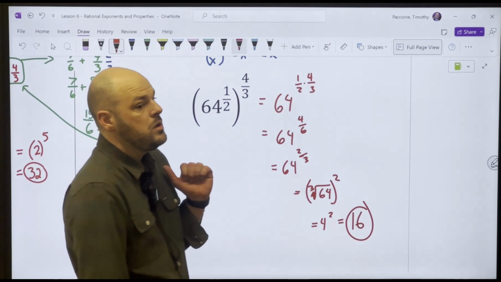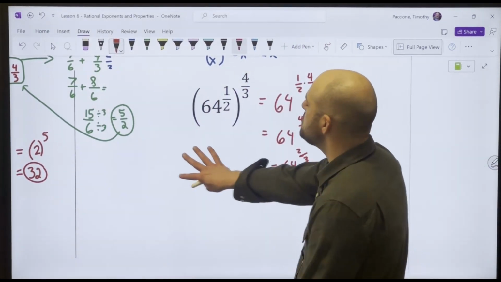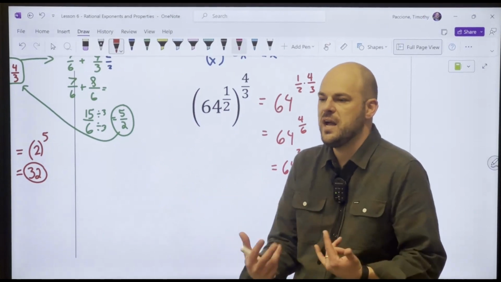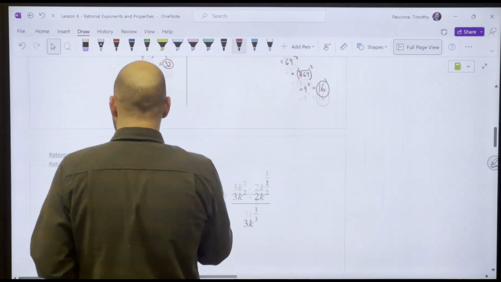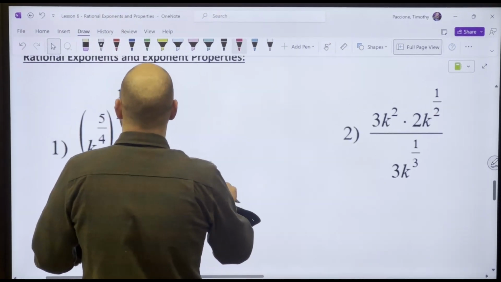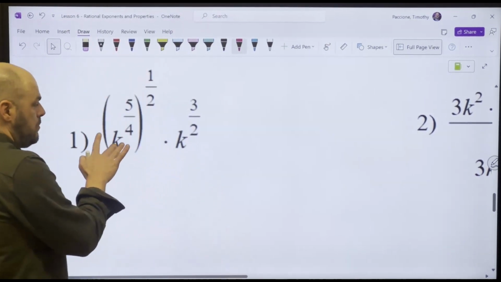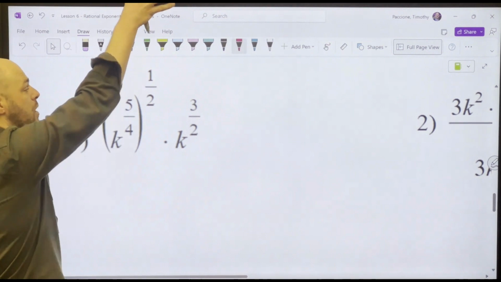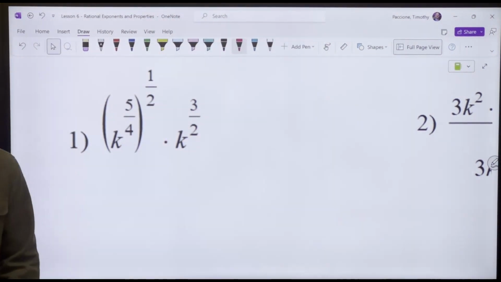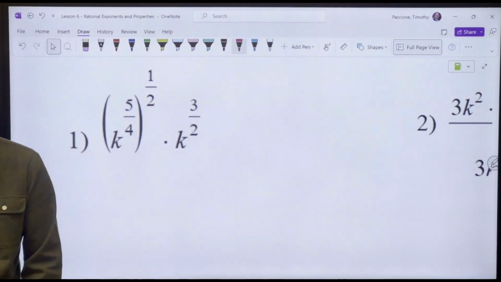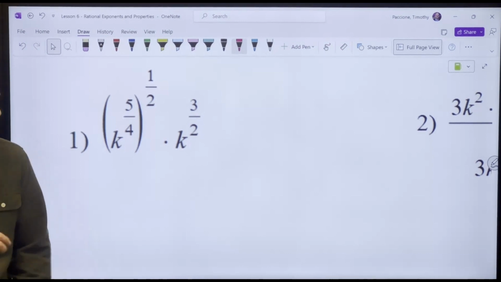All right, moving on. This is when you would evaluate, but sometimes you're just applying the properties to simplify, and that's what we're going to do on the back. We'll do a problem with you, and then I'll let you work on some. Okay, so here we go. I have k to the 5/4 to the 1/2 times k to the 3/2. All right, same tips and tricks as before, right? If I see parentheses, I'm going to get rid of them before I do anything else, right?